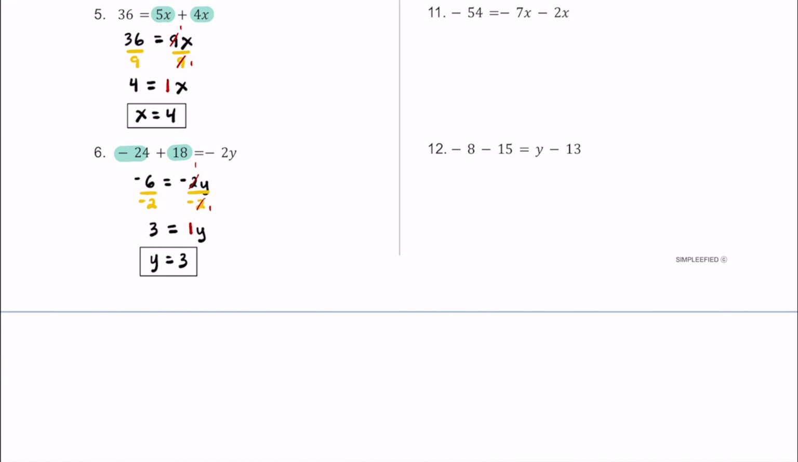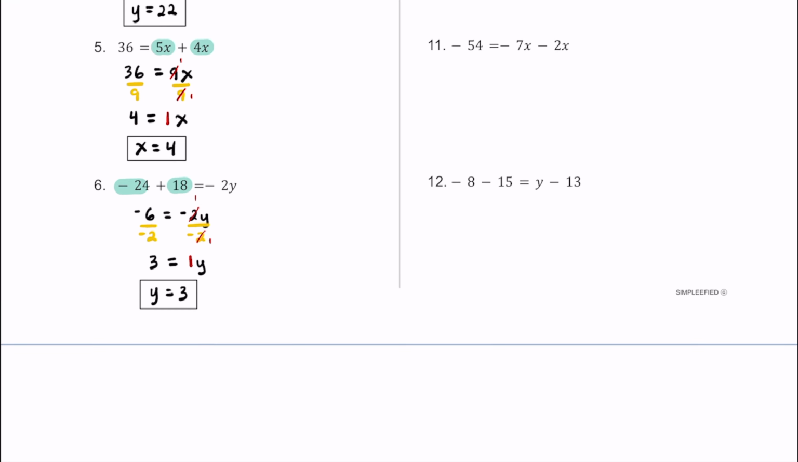If we substituted 3 back into the original equation, on the right side, negative 2 times 3 is negative 6, and the left side, negative 24 plus 18 is also negative 6, so this does check out. Here's number 7.